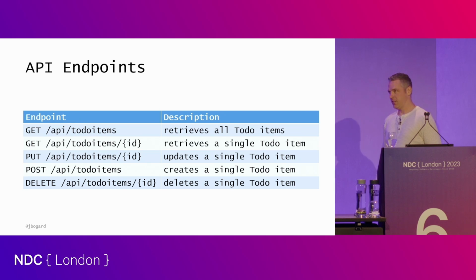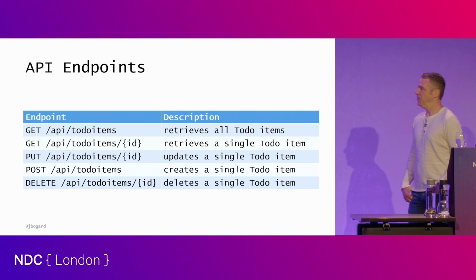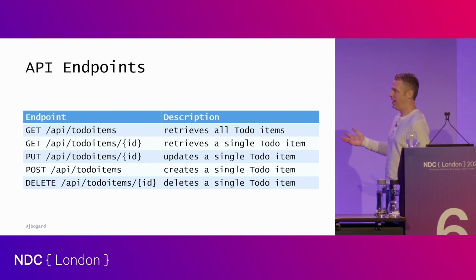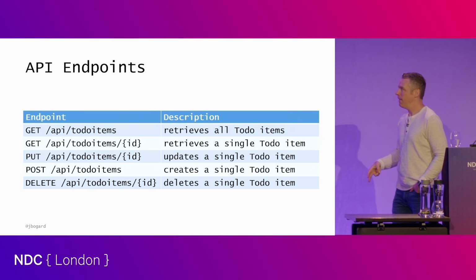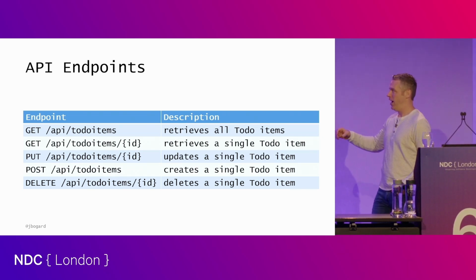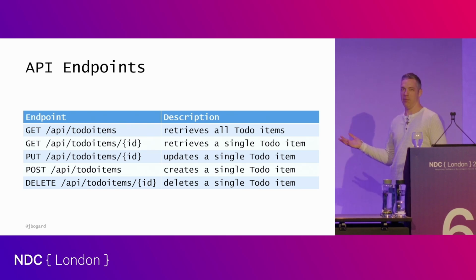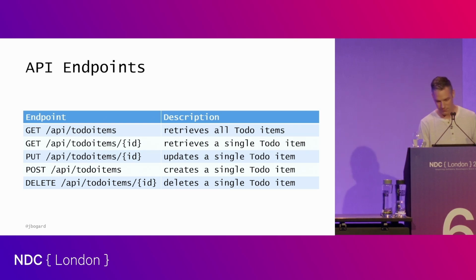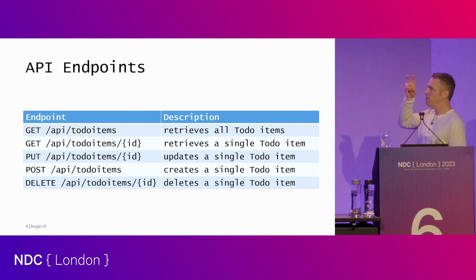So this API that we're going to have for our demo is just a to-do API. I can get all the to-do items, I can get a single to-do item, I can update a to-do item, I can create a to-do item, or I can delete a to-do item. And I chose this example because I could find the code for it on the internet, and I can use it and not have to come up with something myself. I'm just that lazy.